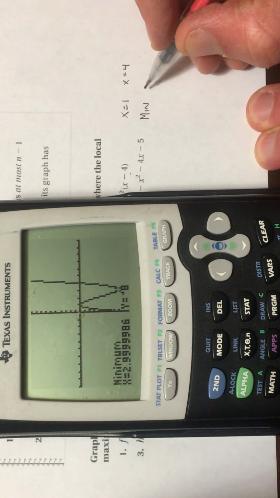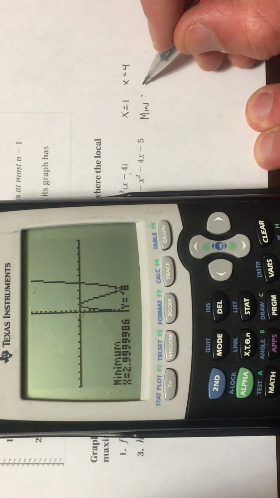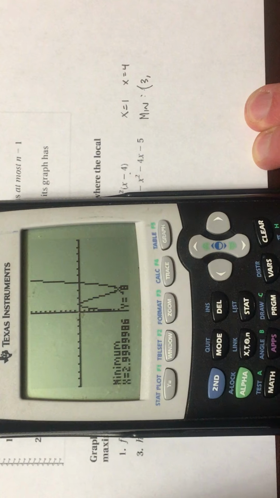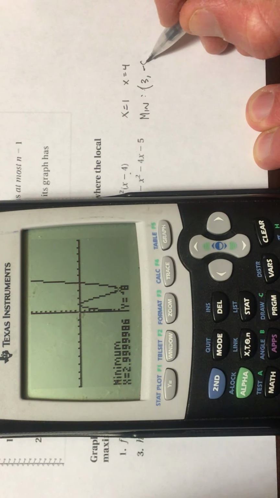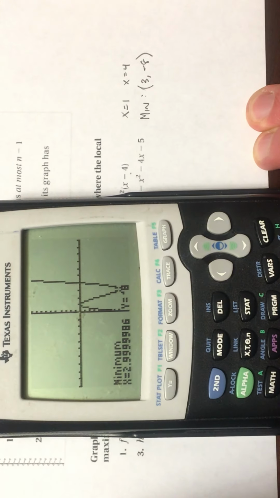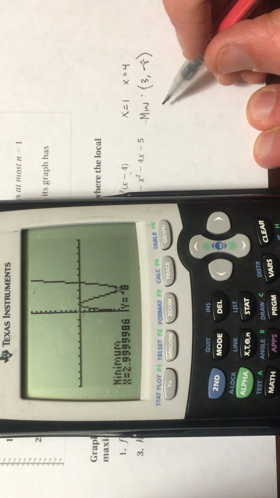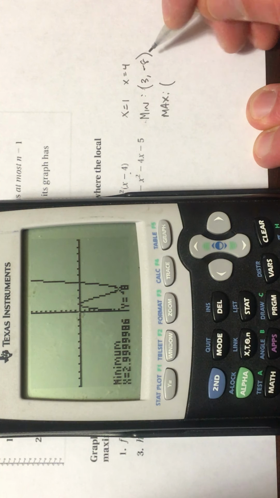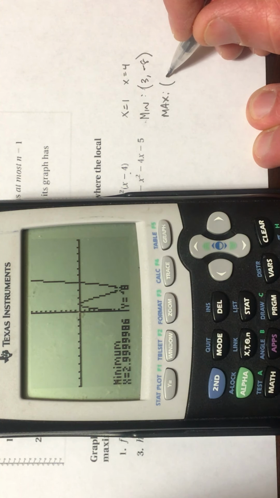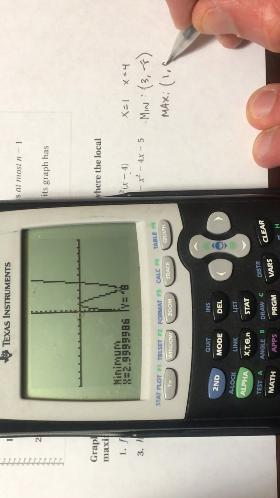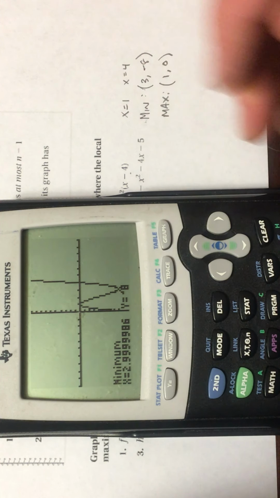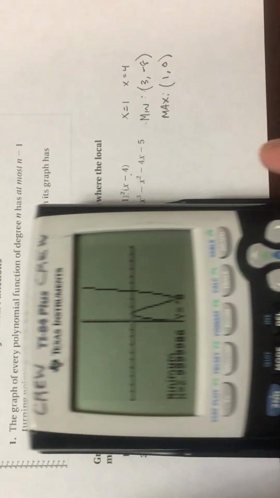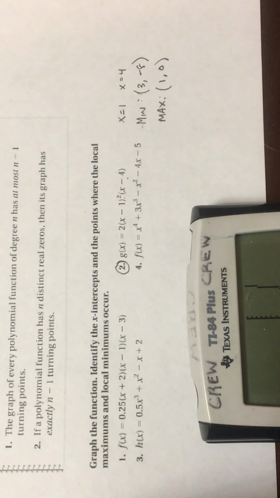Our local min is when our x is 3, our y is negative 8. I think that's a negative 8 there. Okay. And then our maximum looks like it's going to be our repeat x-intercept. So when x is 1, our y is 0. And that should cover this point here. Okay. So there is one example from the note sheet.